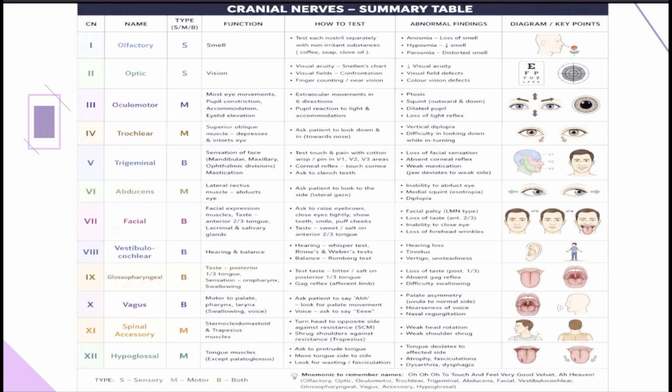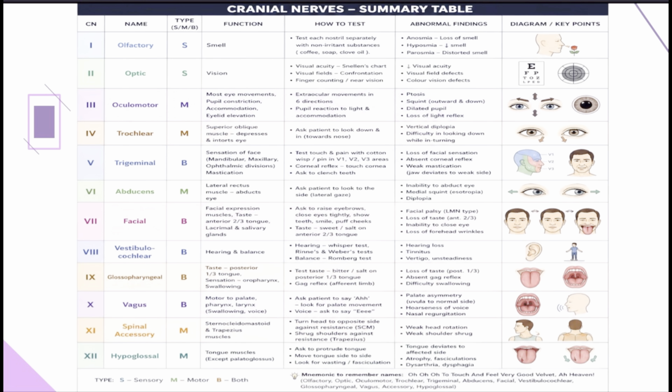Fifth is the trigeminal. It provides facial sensation and muscles of mastication. Test facial sensation with cotton or pin, test the corneal reflex, and ask the patient to clench their teeth. Loss of sensation or weak jaw muscles suggest trigeminal involvement. The seventh nerve, the facial nerve, supplies the muscles of facial expression and taste to the anterior two-thirds of the tongue. Ask the patient to raise the eyebrows, close eyes tightly, smile and puff out the cheeks. Facial asymmetry indicates facial nerve palsy.